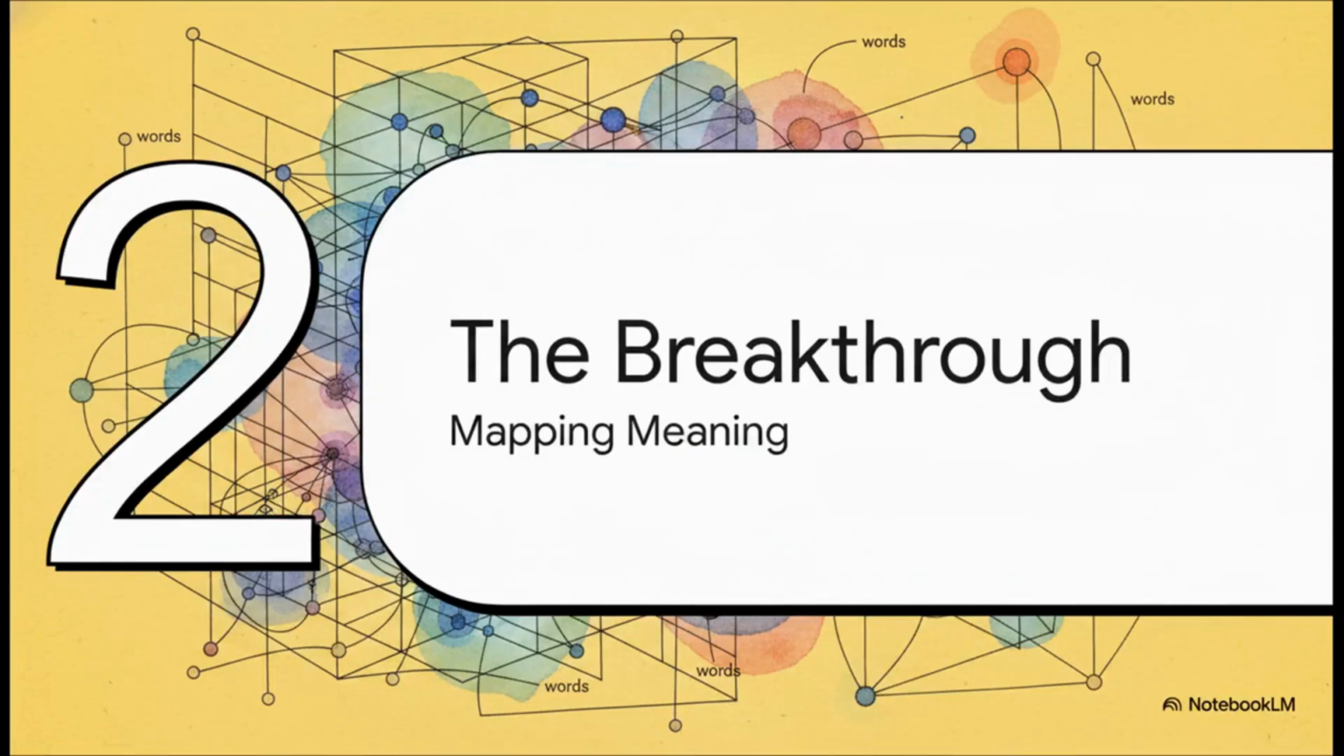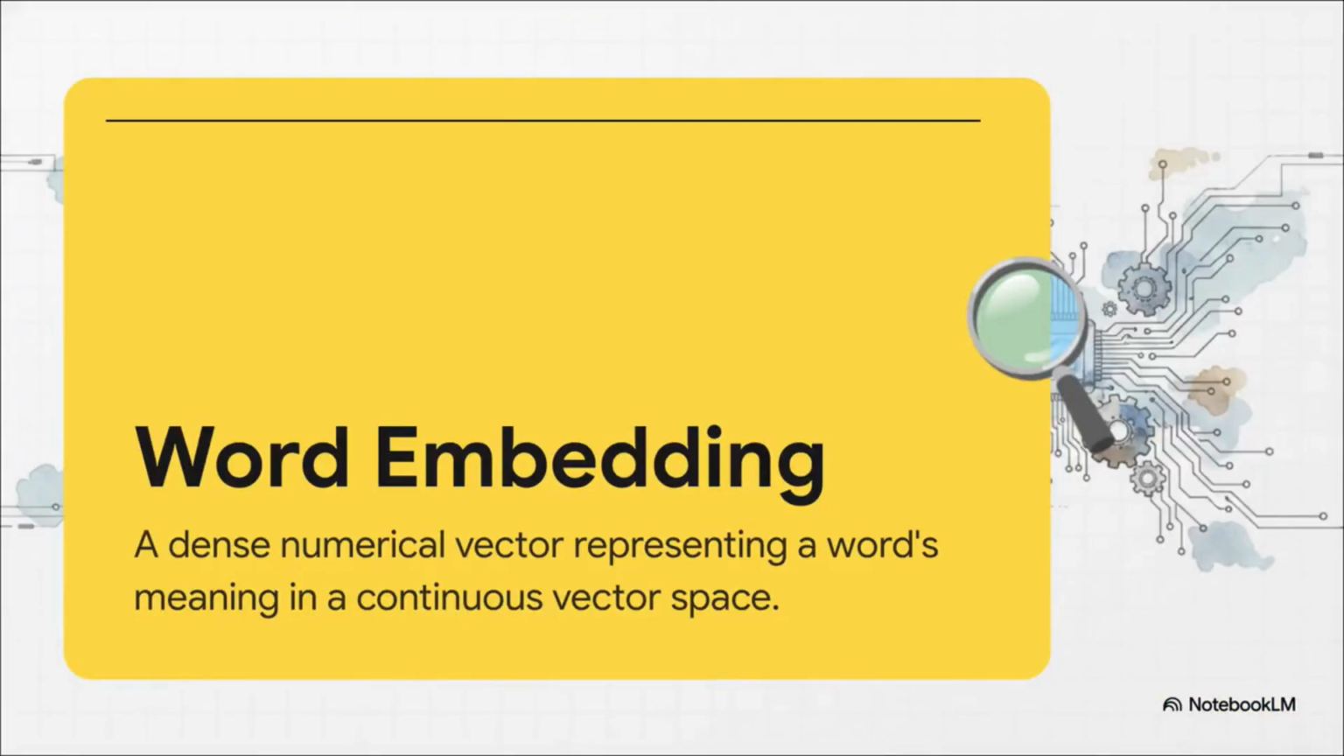Let's move to section 2, the breakthrough, mapping meaning with coordinates. We finally reached a breakthrough where AI stopped counting and started treating meaning as a geometric space. And this brings us to the absolutely crucial core concept, the word embedding. So, what is it? An embedding is a dense numerical vector that represents a word's meaning by giving it specific coordinates in a continuous vector space. In simple terms, embeddings finally convert meaning into a list of numbers, so that similar words sit close together mathematically.